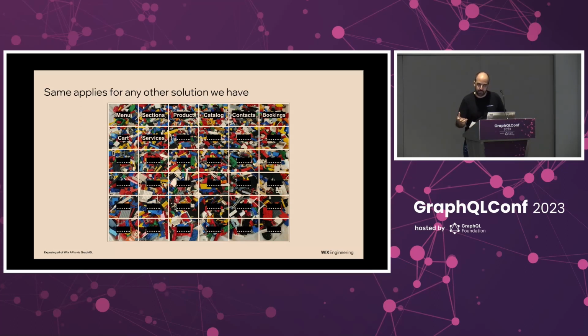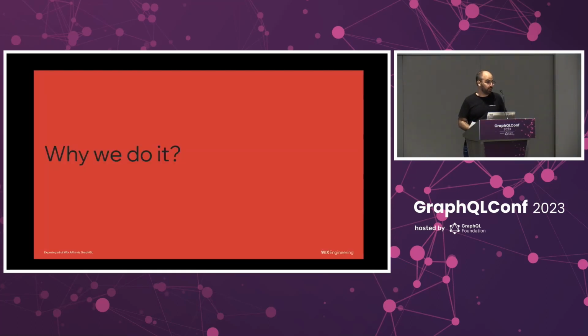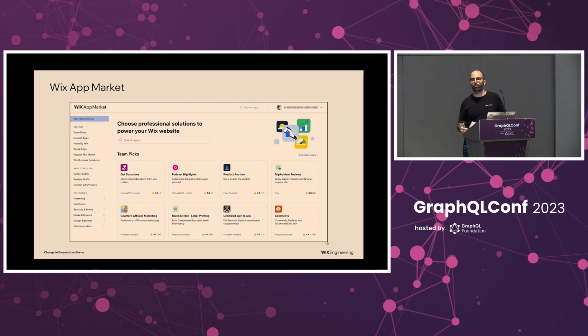And as you can understand, a use case is a bit unique. I mean, we have tons of APIs out there. And so why do we do it? Why do we really want to provide developers with APIs? So we have two main reasons in Wix.